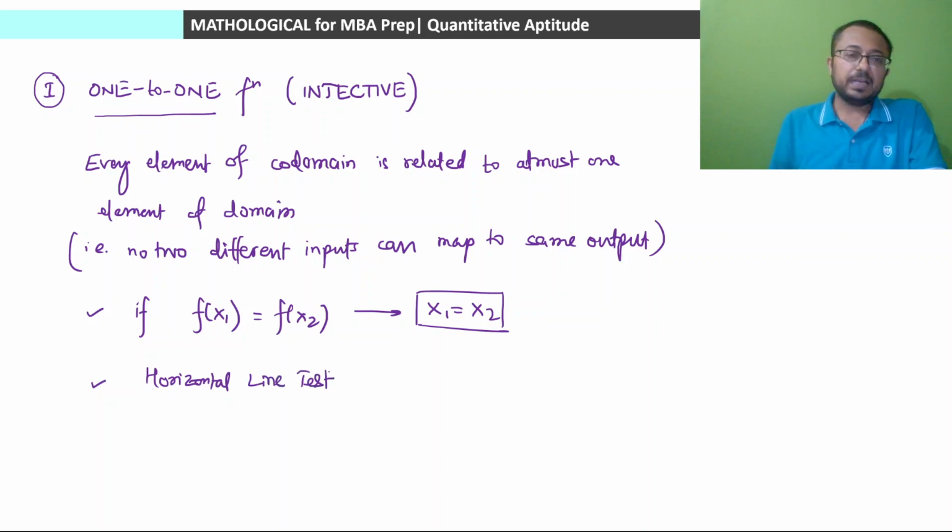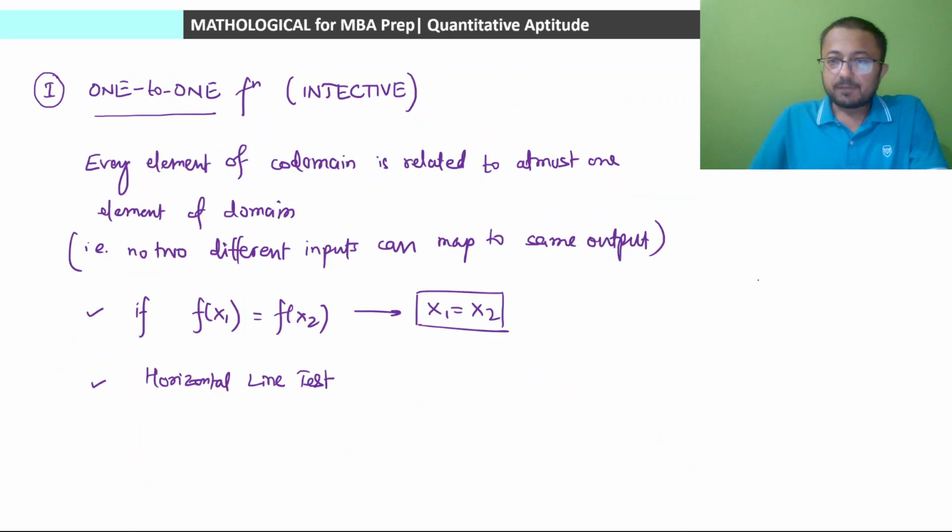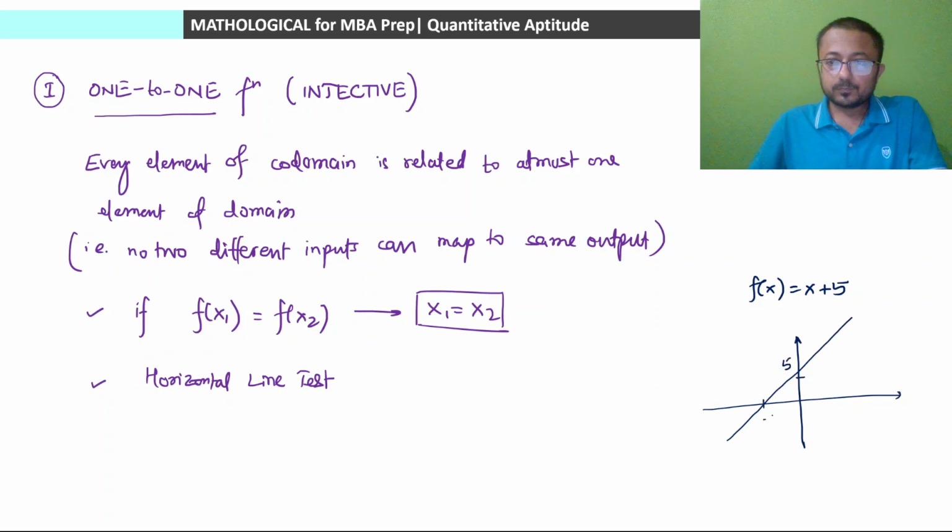A horizontal line test. For example, if we are drawing a function f(x) is equal to x plus 5, then what will the graph look like? At x equal to 0, it will be equal to 5, and at x equal to minus 5, it will be 0. So the graph will be something like this. Isn't it so? Now this is our graph of the function.